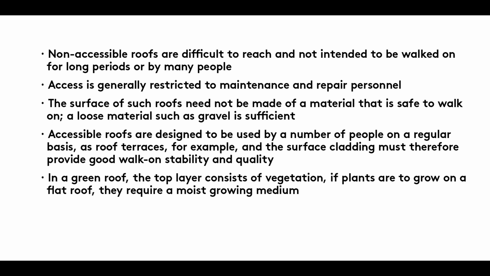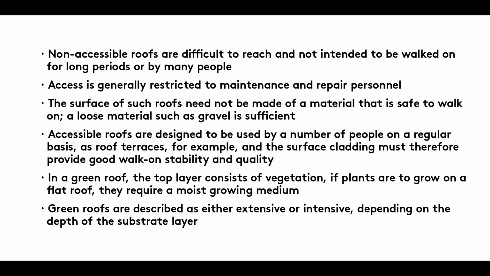In a green roof, the top layer consists of vegetation. If plants are to grow on a flat roof, they require a moist growing medium. Green roofs are described as either extensive or intensive, depending on the depth of the substrate layer.